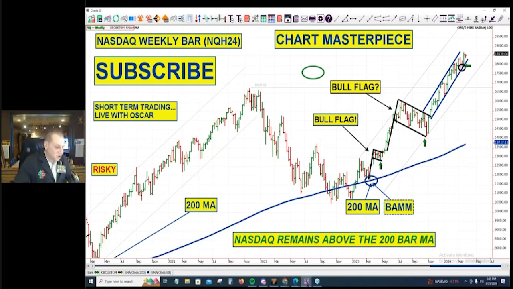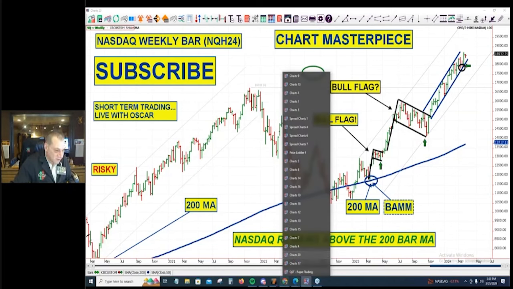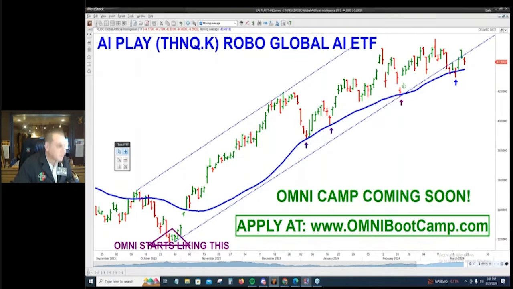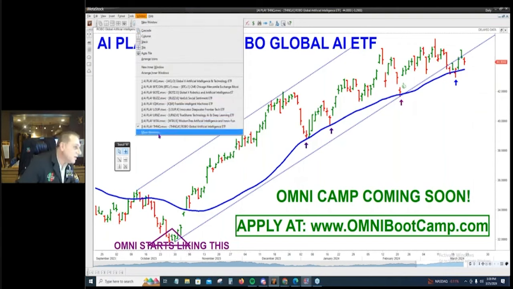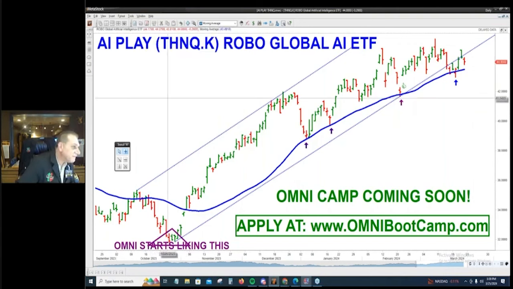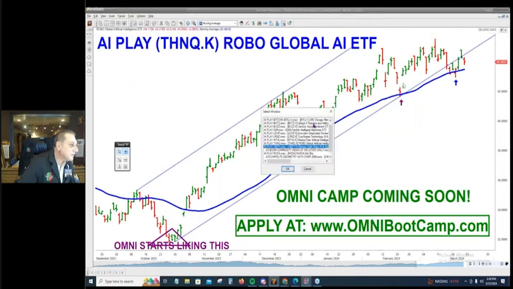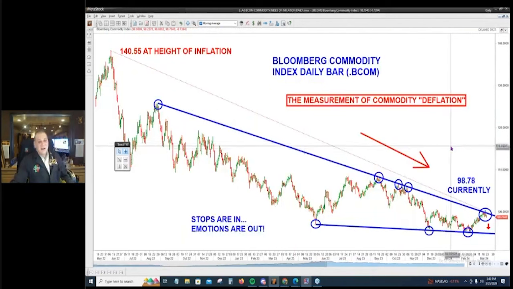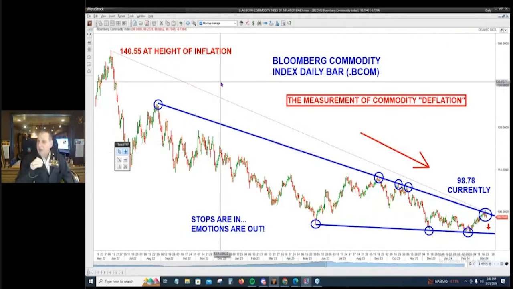Then there's one other chart I'd like to show you. And let's see, where is that? That is BOOTCAMP. And that should be in here somewhere. Let me show you something interesting. The stock market is going to continue to go up.